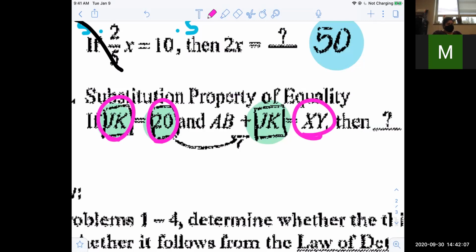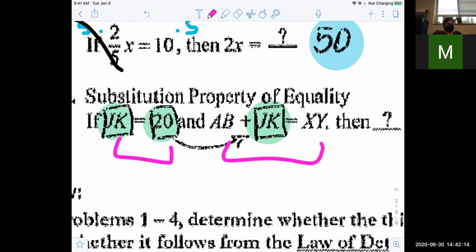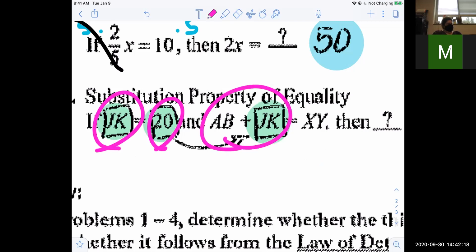I've got to have a whole side of the equation that matches from here over to here, and I don't have any matching sides. So it would be like, this is thing 1, that's thing 2. This is thing 3, that's thing 4. So it can't be transitive. If you're just replacing part of a side or one term, that's a substitution.